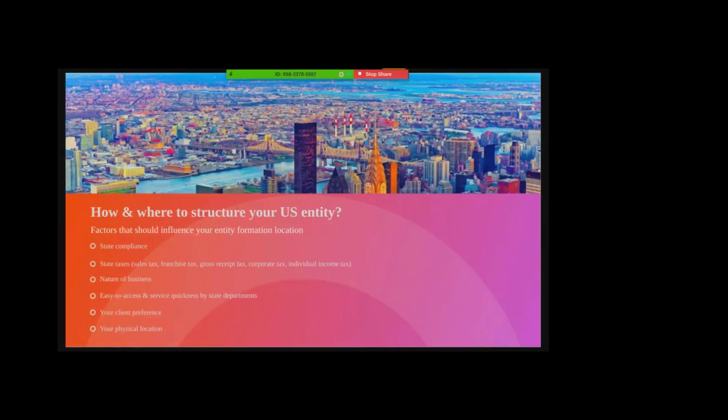Now, the next point is ease of access to the services of the state and the service levels. For example, some states in America can register your company in as little as 5 to 10 minutes.